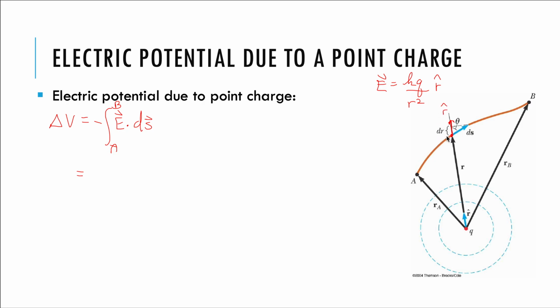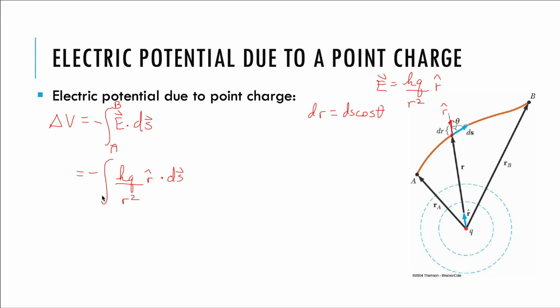So at this point here, let's go ahead and write down the electric field, kq over r squared, r hat, dot ds. The dot product of r hat and ds gives you the component that is along this r direction here, ds cosine theta, which we can just write as dr. dr equals ds cosine theta. That's the dot product. So it shows us how much of the ds path is along the radial direction.